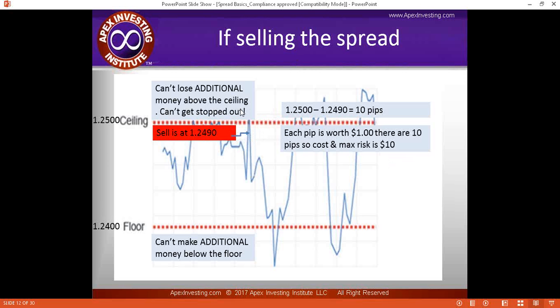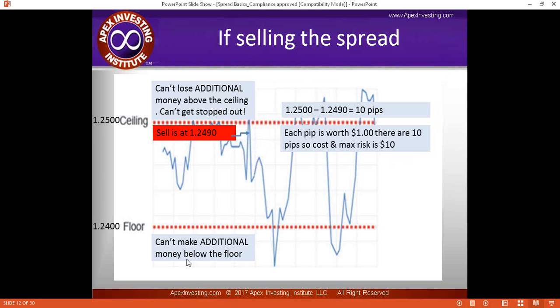And when it says I can't get stopped out, what does that mean? Well, if I sold right here at 2,490, my ceiling's at 2,500. Let's say the market pops up to 2,510. Does that mean, well, the market went past my ceiling, so it knocked me out of this trade? It closes out my trade. No, this trade does not close out until I either close it out or until the spread expires. So the market can go against me outside of the spread, but I can still be in the trade, and then it comes back into the spread and I could still profit.